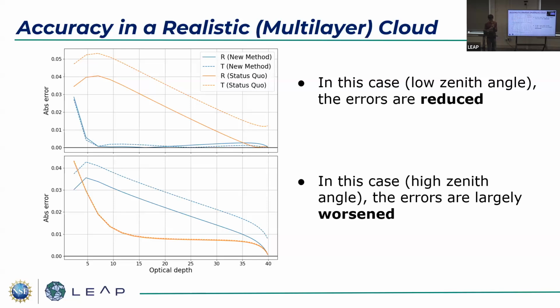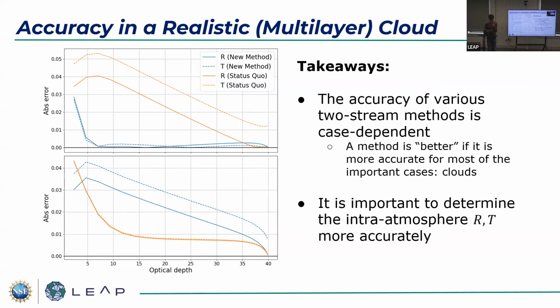But the problem is that in some cases, improving just one part of the model will actually result in worse error. So this is really just a result of compensating errors. And I have tried, if you can indeed determine the perfect intra-atmosphere R's and T's, you would actually have perfect error everywhere. I've tested, just as a sanity check. But the two big takeaways is one, that the accuracy of various two-stream methods is case dependent. It's nothing new or interesting over here because this has kind of always been the case.